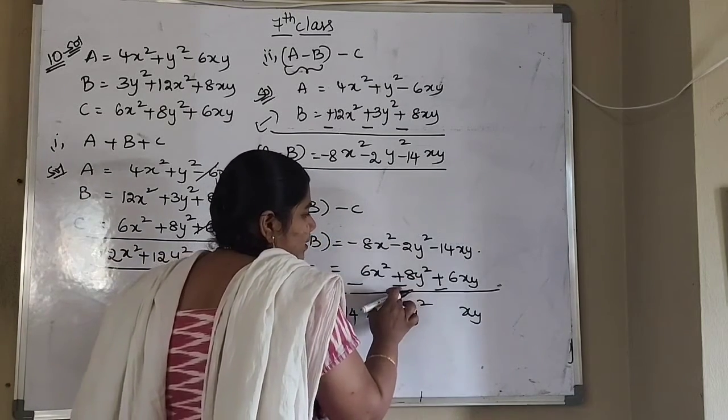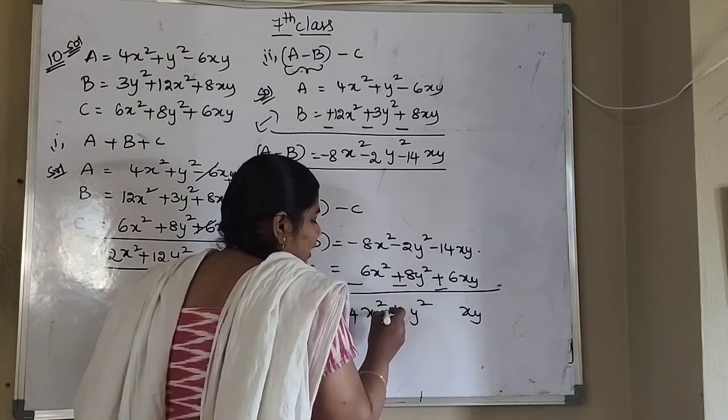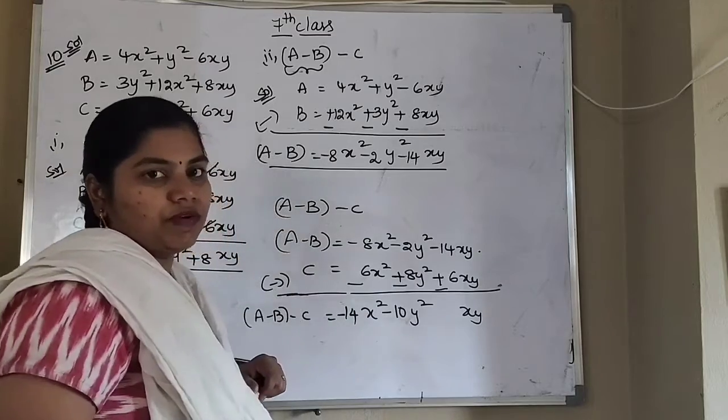Next minus 2 minus 8. Minus into minus is plus. 8 plus 2 is 10. Bigger number sign is minus. So you will get minus 10y square.